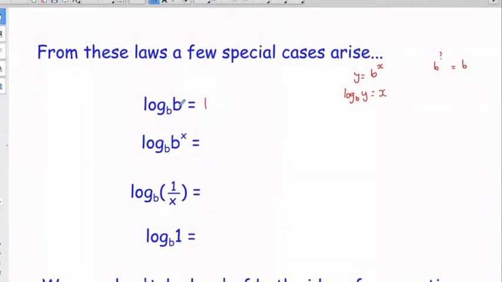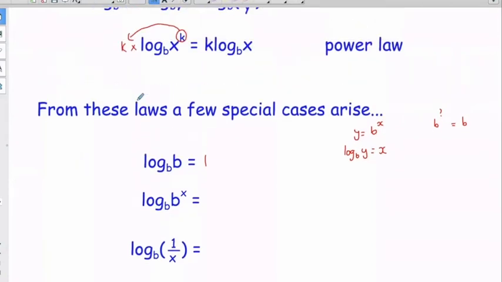Okay, the next one combines this rule and the power rule. Notice I've got a power here, and we've just learned that we can bring this power to the front. So this is the same as x times log to the base b of b. We've just said, though, that log to the base b of b is 1. So this is equal to x times 1, or just x.